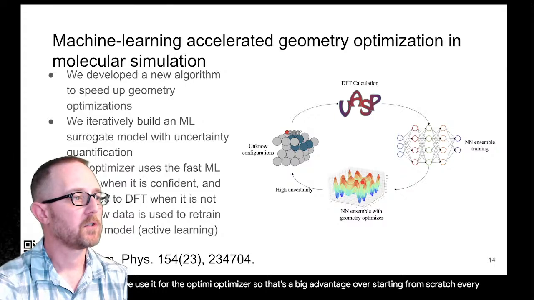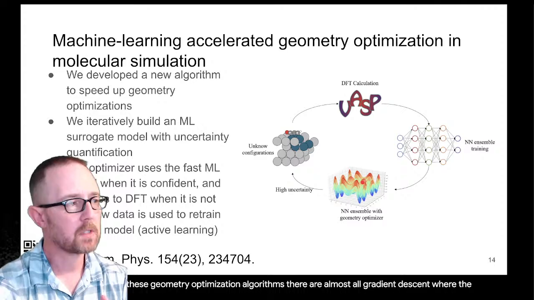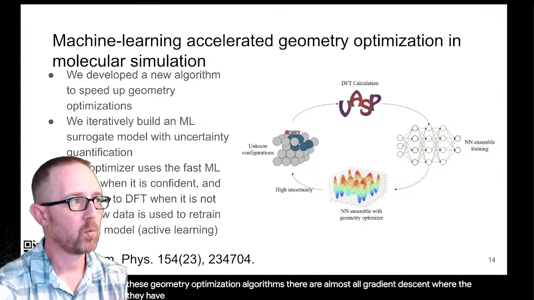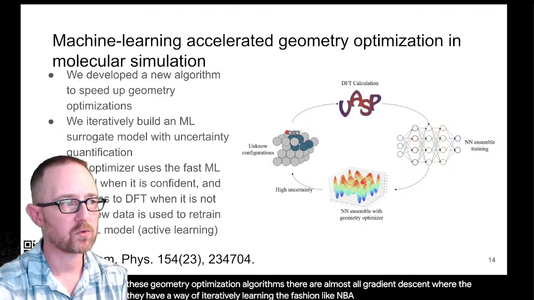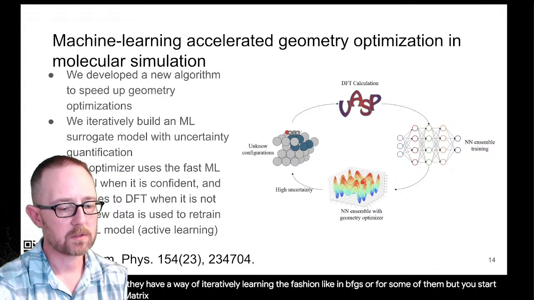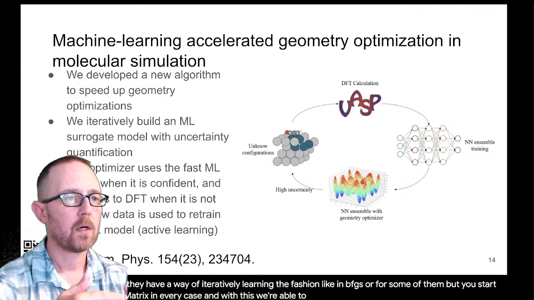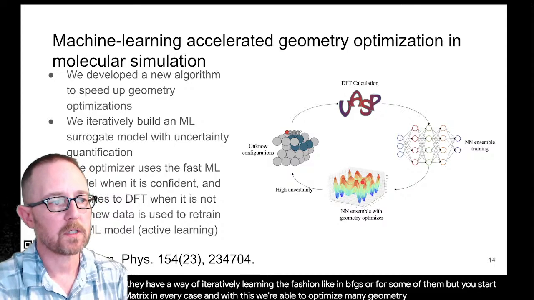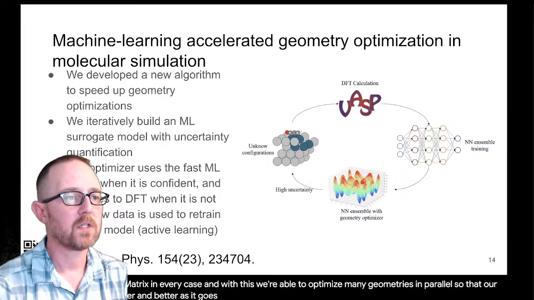Most of these geometry optimization algorithms are almost all gradient descent, where the gradient is the forces. And they have a way of iteratively learning the Hessian, like in BFGS or some of them. But you start from scratch, with the identity matrix, in every case. And with this, we're able to optimize many geometries in parallel so that our surrogate model gets better and better as it goes, and more accurate.